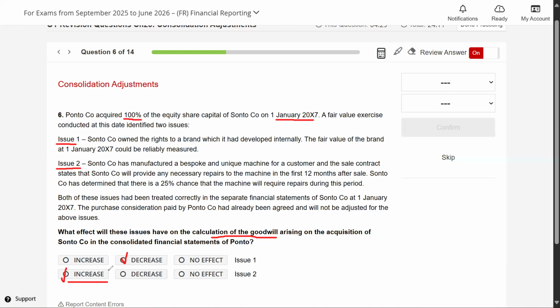Yes, students, does it make sense? So we choose these two. When the assets increase, it's a decrease, and when the other issue, that's an increase. Yes, people, are we comfortable?